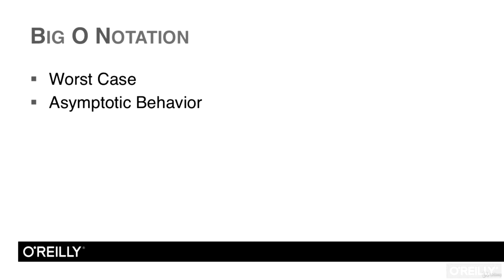Big O notation also looks at an algorithm's asymptotic behavior. By asymptotic behavior, I mean the algorithm's performance as the size of the problem grows very large. Often people use the value n to represent the size of the problem. So another way to describe asymptotic behavior is to ask yourself, what happens to an algorithm's performance as n grows very large?